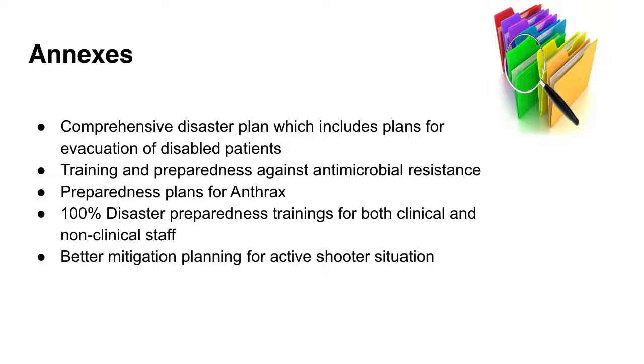Moving forward, some of the annexes that I think should be included in the NYU Langone disaster plan are a comprehensive disaster plan, which includes plans for evacuation of disabled people. There should be training and preparedness against antimicrobial resistance, which is becoming more prevalent these days. There should also be preparedness plans for anthrax, which is still unsolved. There should be 100% disaster preparedness trainings for both clinical and non clinical staff. There should be better mitigation planning for active shooter situations.